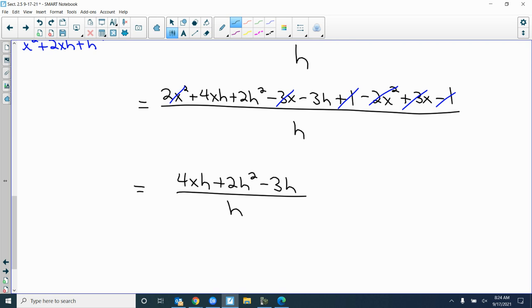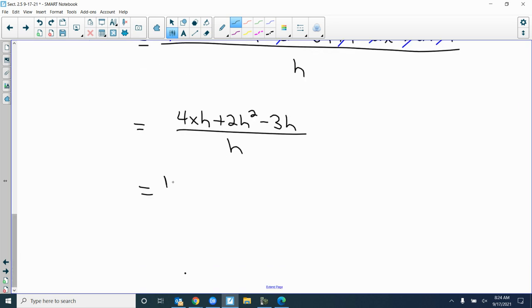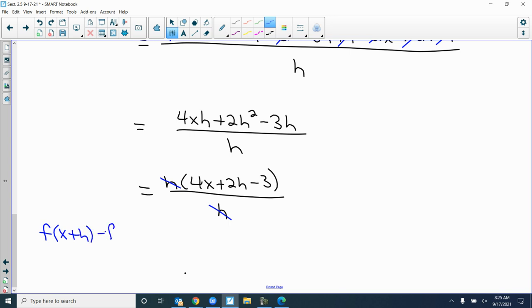If you do everything right, everything in the top has a what? h. That's going to cancel that h on the bottom. That should always happen. So technically, I'm going to factor out an h: 4x plus 2h minus 3 divided by h. Those h's cancel. And so my difference quotient, f of x plus h minus f of x over h, equals 4x plus 2h minus 3.